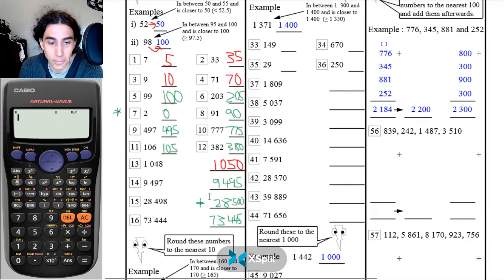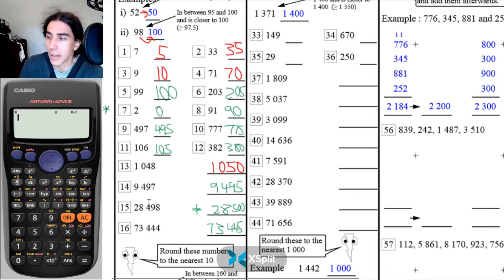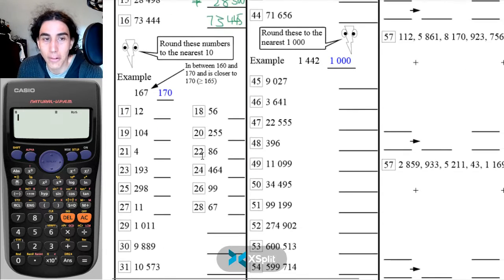And this one here, number 15, I'll zoom in a bit. 28,498. You had to go up from 98 up to the 100, so the 400 became 500. So those two were a little bit tricky. All right, going to scroll down. 3, 2, 1. All right, now rounding to the nearest 10.